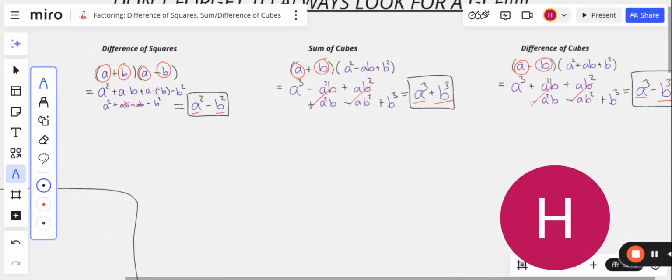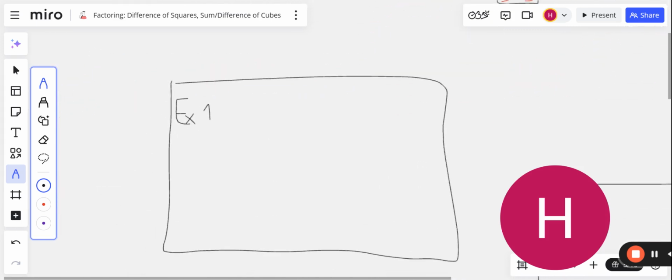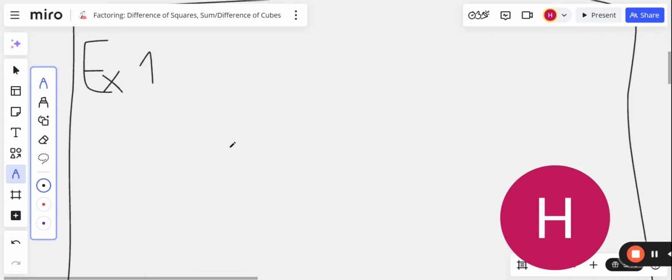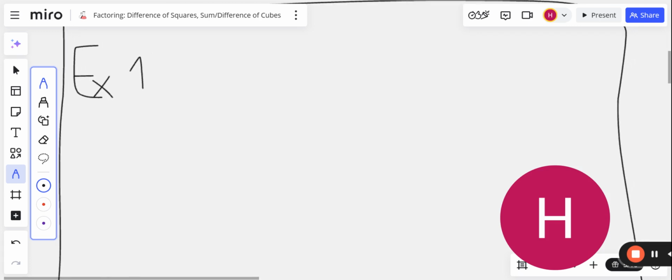Okay, so we're going to do some examples which allow us to practice these skills. For example 1, we're going to keep it simple. We're going to work on a difference of squares problem. And I'm not really spoiling too much by saying it out loud that it's a difference of squares.